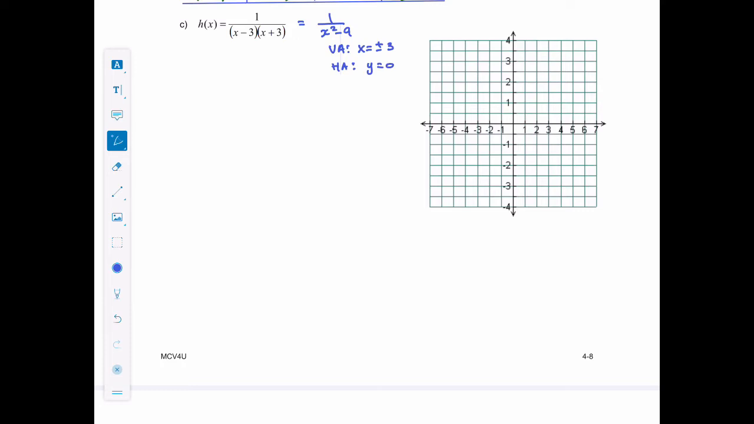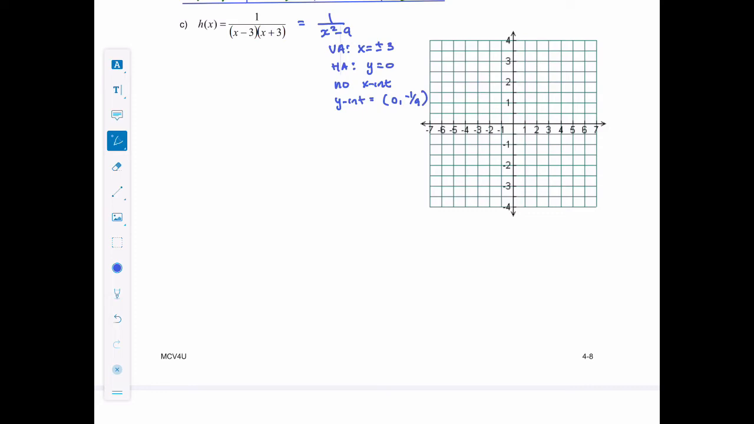0. To solve for x-intercepts, we make y equal to 0, or h of x equal to 0. If I cross multiply, that's going to give me a false answer, so there's no x-intercepts. And if I let x equal 0, we're going to have our y-intercept equal to (0, -1/9). So let's plot all that.